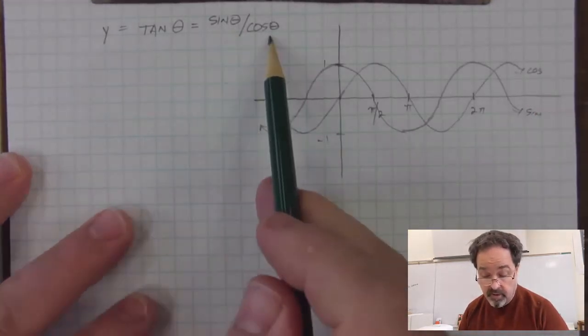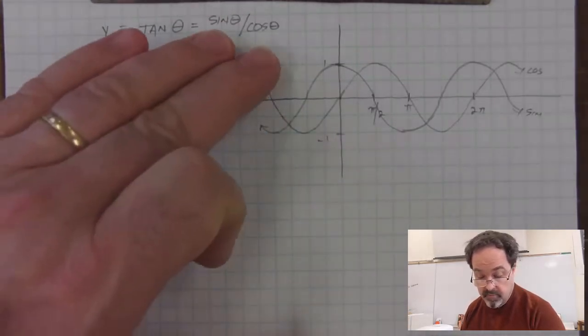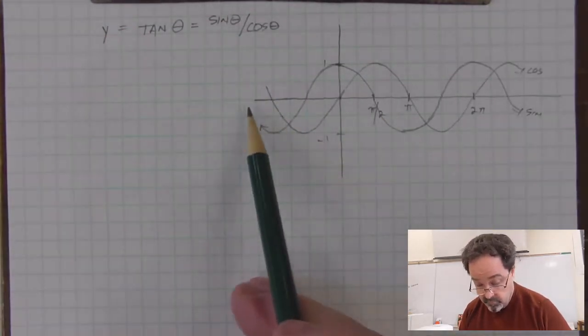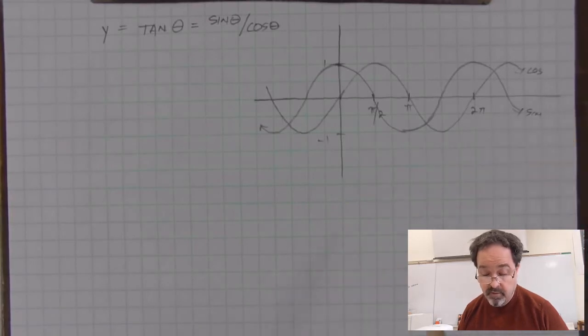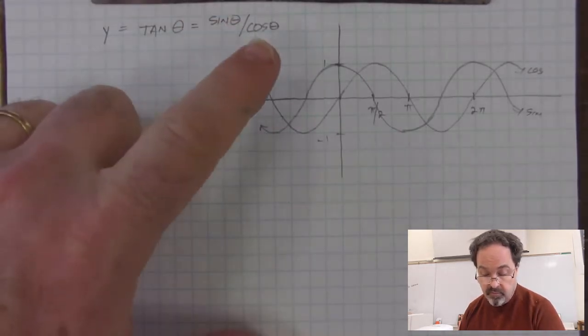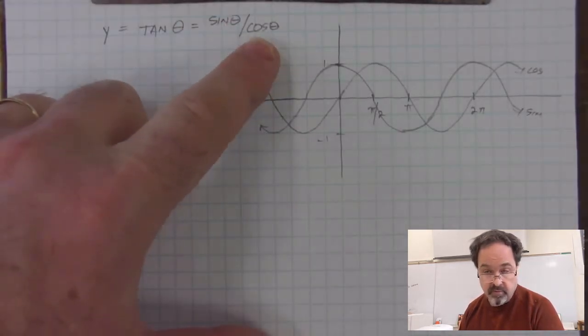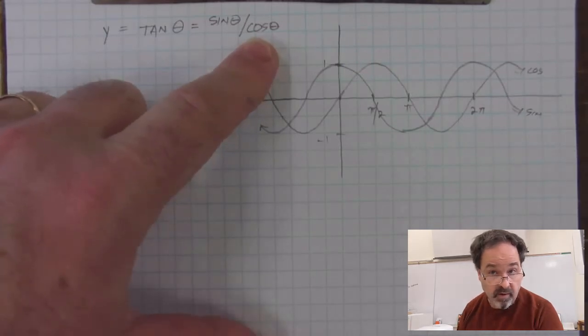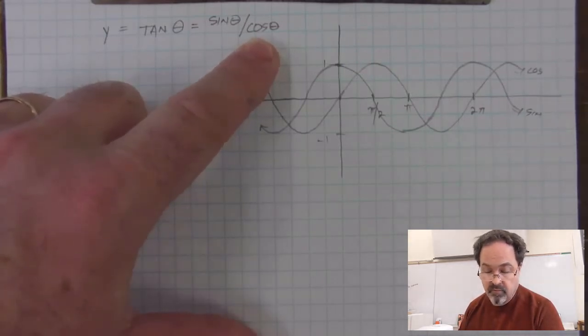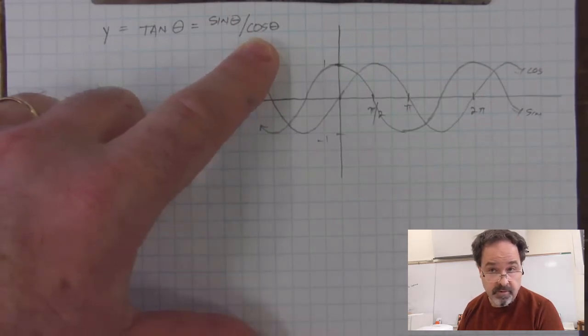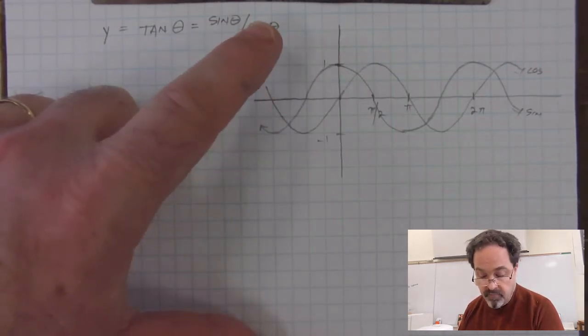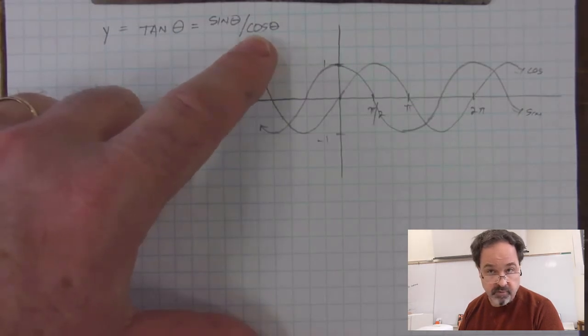Tangent is sine divided by cosine. And because this is a quotient, there are several places on the graph of sine and cosine which can help guide us and form the graph of tangent. We know that if cosine is in the denominator and we can't divide by 0, then every time cosine is 0, tangent is not defined. And we'll have a vertical asymptote of tangent when cosine is 0.